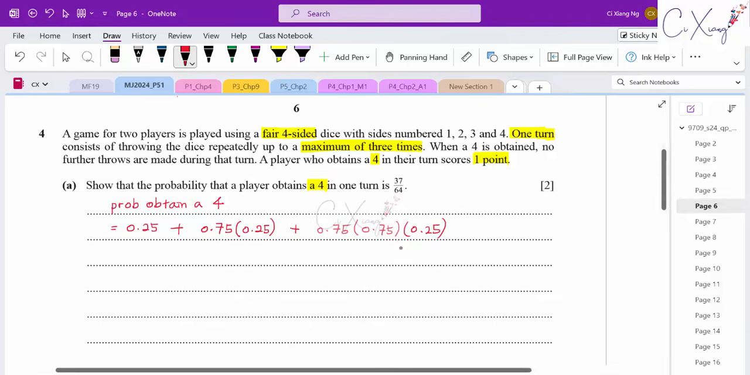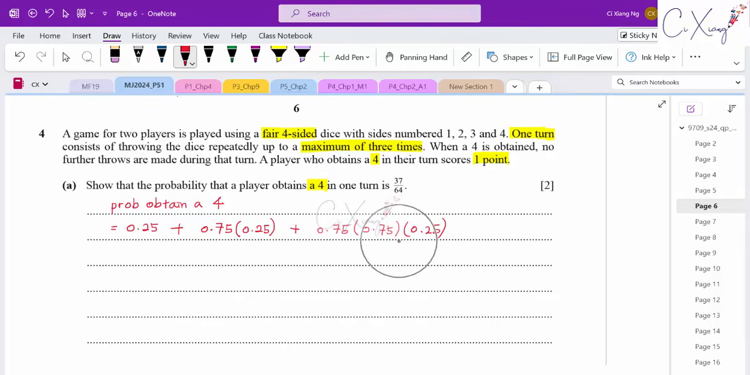How about, is it possible for me to get the next case where I throw 4 times in total? First 3 times I didn't get a 4, but the last time I get a 4. So that is not part of our answer. It is because in this game, they have told you that you can just throw the die repeatedly up to a maximum of 3 times. So this one is 3 times already. Even if for the third time you didn't get a 4, you cannot throw it anymore, right?